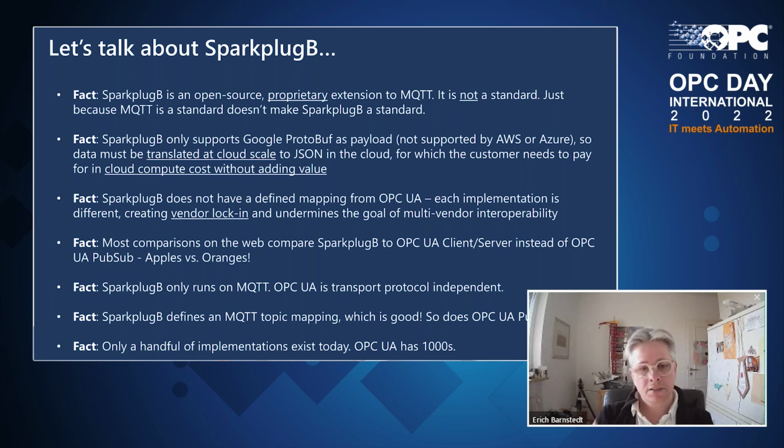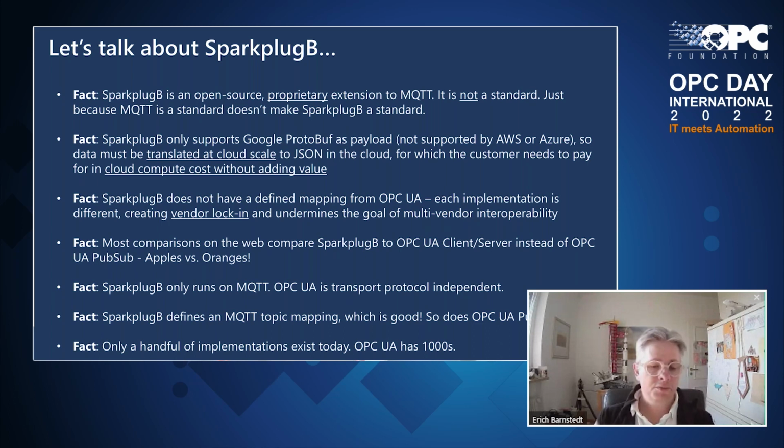Another thing is the fact that Sparkplug-B is an extension to MQTT, so it only works with MQTT, versus OPC UA, which is transport protocol independent. That means should a customer not support MQTT for some reason, you can still use OPC UA and its standard mapping and its standardized payload format, even if MQTT is not available.